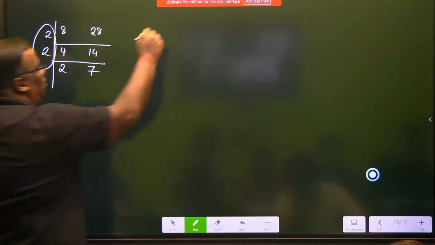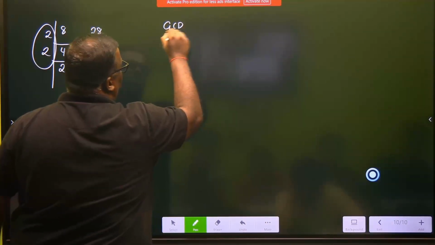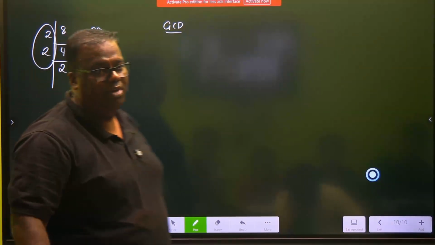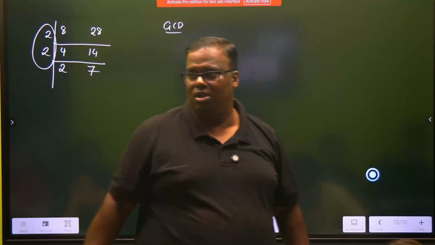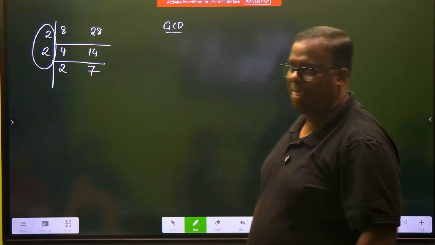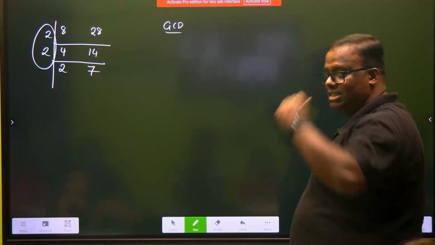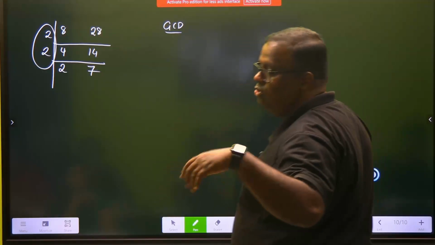A very nice way of doing HCF is called the GCD method, greatest common divisor. Has this been taught in any school? This is most interesting. Greatest common divisor. And this is actually what we used to do as Euclid's division lemma.